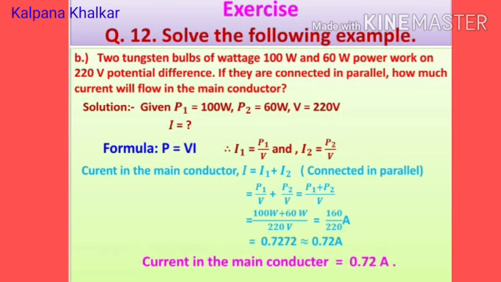Therefore, P1 upon V plus P2 upon V is equal to P1 plus P2 upon V, which is equal to 100 watt plus 60 watt upon 220 volt, which is equal to 160 upon 220 ampere, which is equal to 0.7272, which we can take as 0.72 ampere. Therefore, the current in the main conductor is equal to 0.72 ampere.